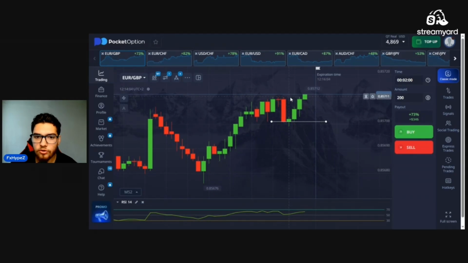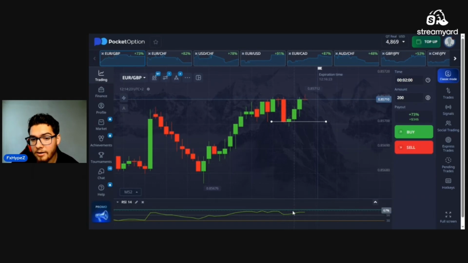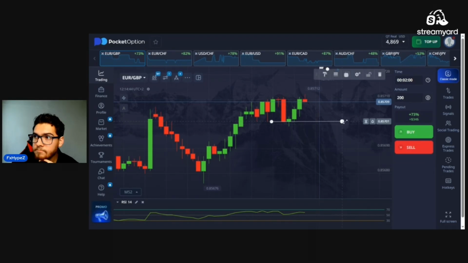Okay, so we do break structure up at 0.85711. Now, if we take a look at the RSI, it's out of sync with price, right? Price is continuing bullish structure to the upside, but we've still got bearish divergence here. The RSI is forming lower highs. So I'm still tempted to look for sells here on Euro GBP for that reason.